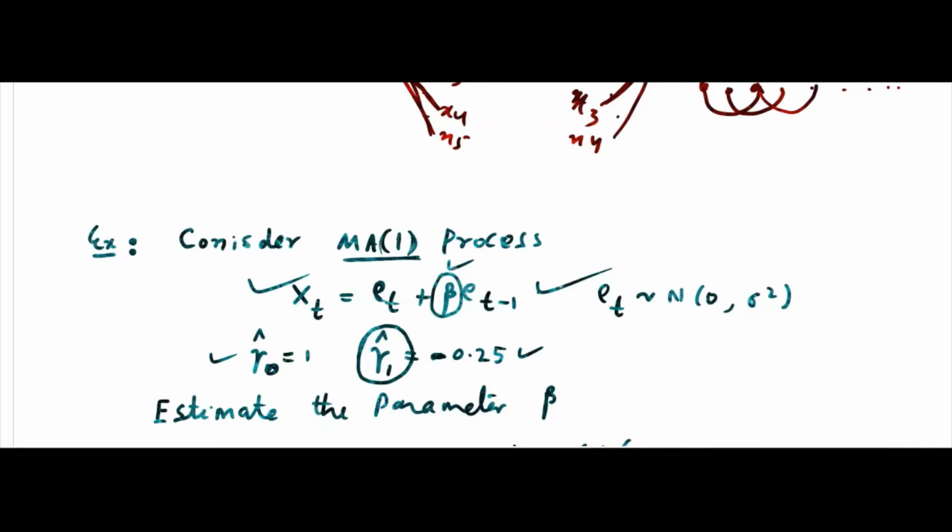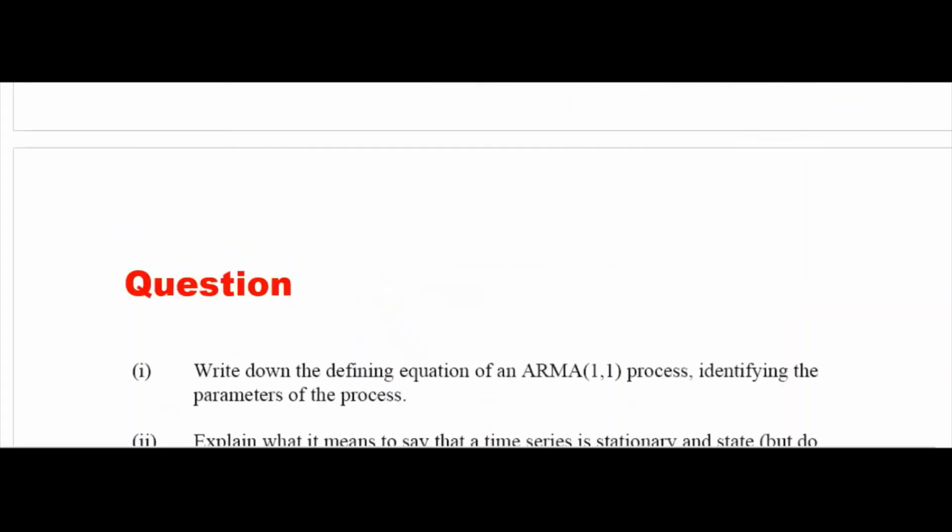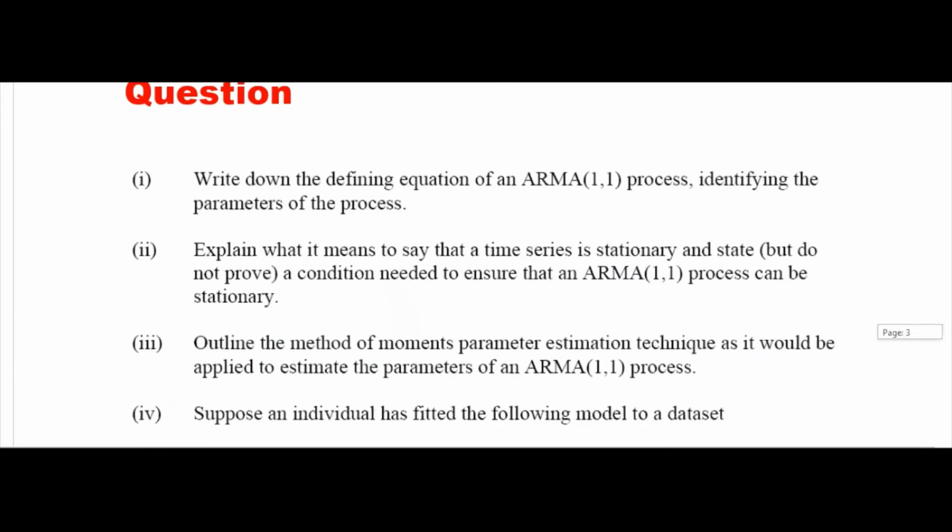Once you know beta in the MA(1) process, you will be able to forecast the future. Put beta here. This value you will get because you have the data. You put it here and take this e_0 and predict this one. Now, if you want to do a general problem, it will look this way. We'll do it next time.